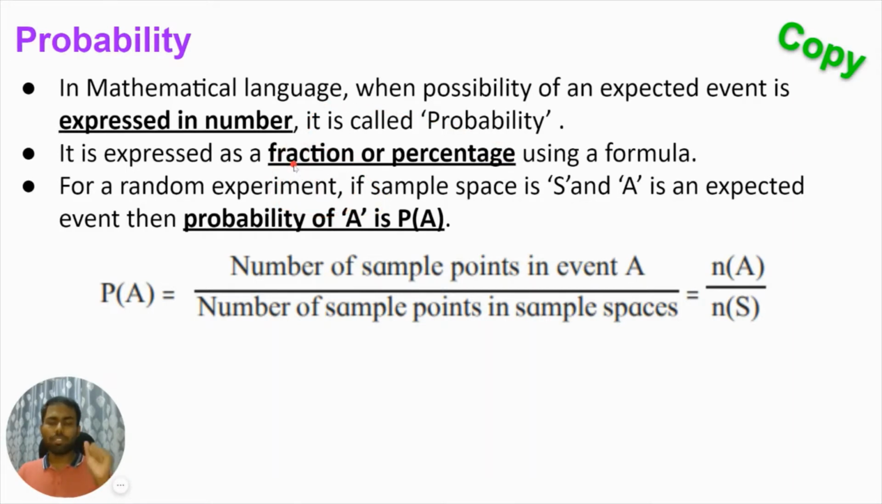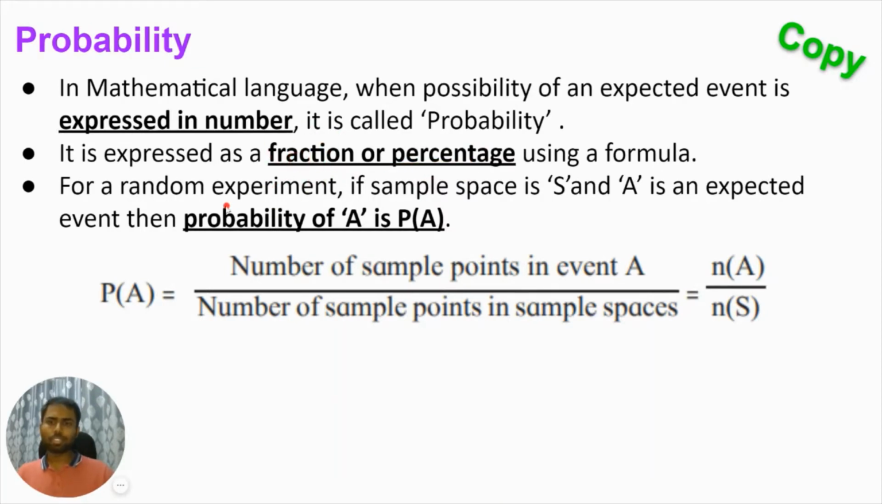Okay, 5 out of 10 times if I write this exam, I'm going to pass it, which means 50% probability, right? 5 out of 10 is 5 divided by 10. So either you can write it as a fraction or you can write it as a percentage. In our chapter, we are mostly going to write it as a fraction.